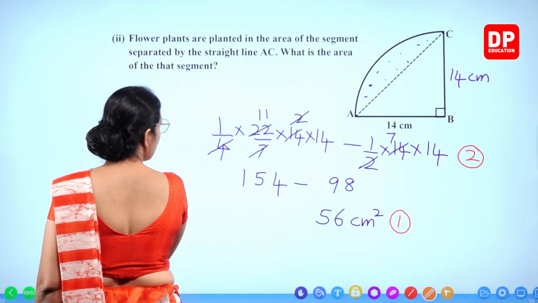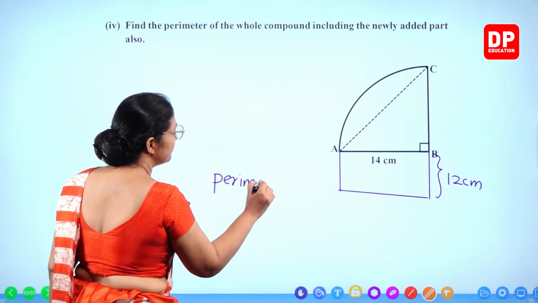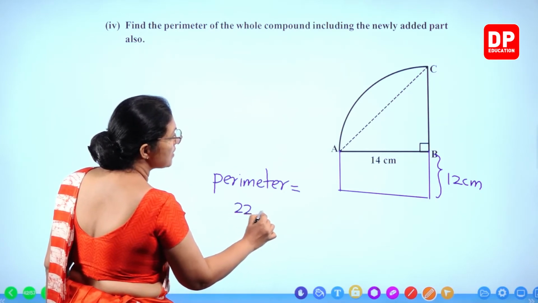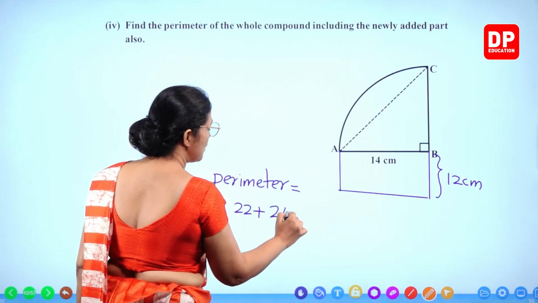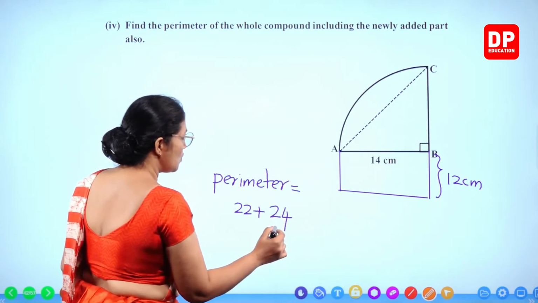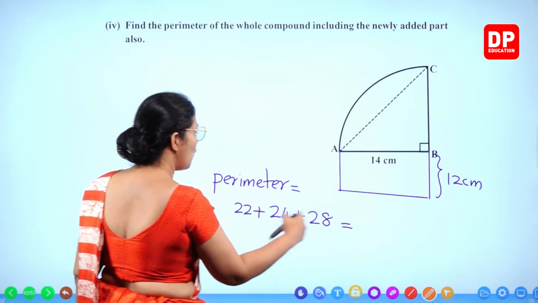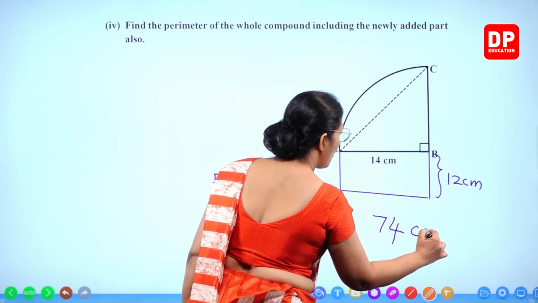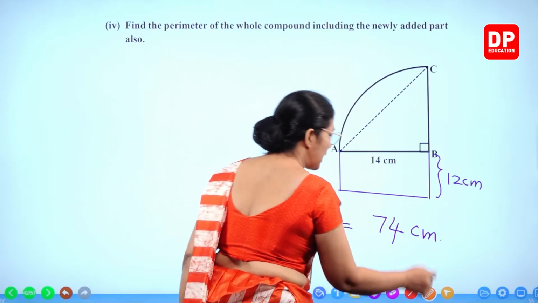So you can find out the perimeter. So 22 plus 12 and 12, 14, 12 and 12, 24. Then this 14 and 14, 28. When you add all together, 8 plus 2, 10, 14, 1 remaining, 3, 4, 5, 6, 7, 74 centimeters is the perimeter of the compound figure with this rectangle.